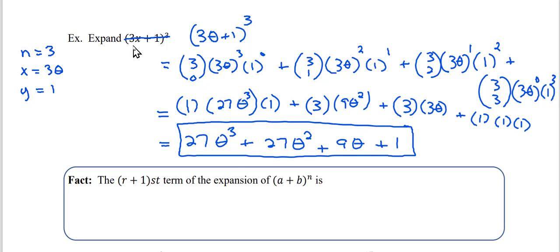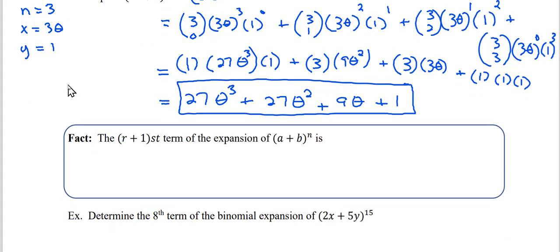If I had left the x's, these would just be x's, right? It's just a variable. It doesn't matter. I just didn't want to confuse us by writing x equals 3x and replacing that. Sometimes we just want to know the r plus first term of some expansion. So if you want to know the 12th term or the 92nd term or whatever, we can use that.